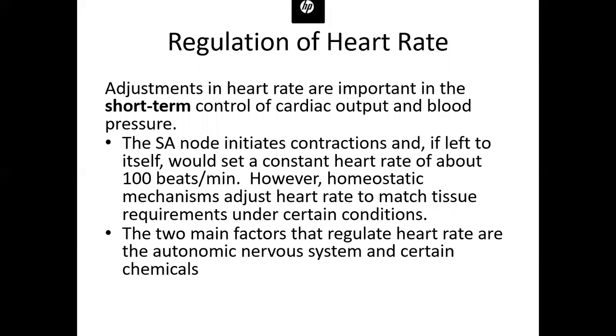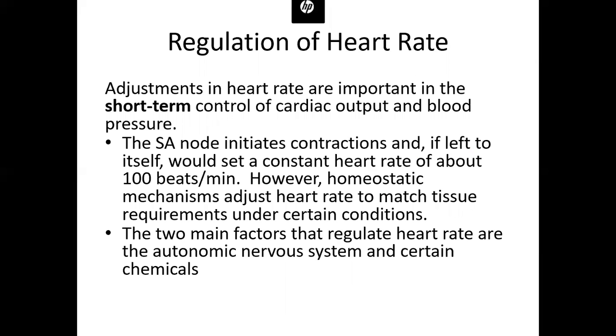Okay, on to regulating heart rate. The other component of our cardiac output is our heart rate, how fast or how often our heart beats. Something that's super important is adjusting our heart rate to control not only our cardiac output, but our blood pressure, which is something that we'll be getting into more in our next lecture.